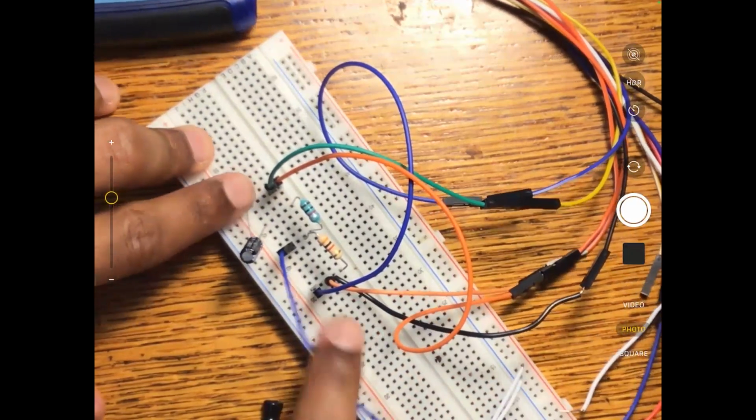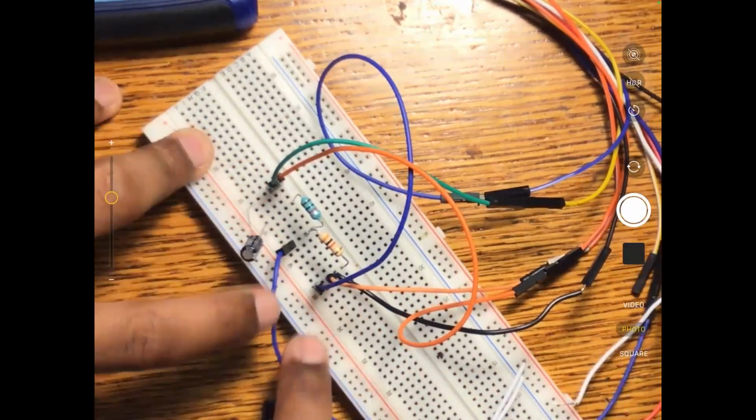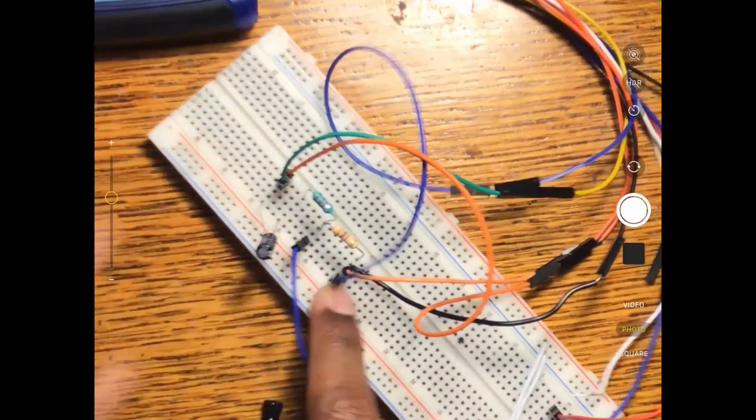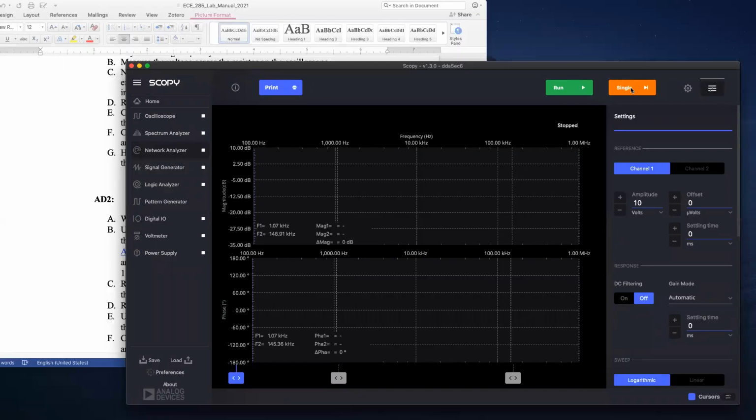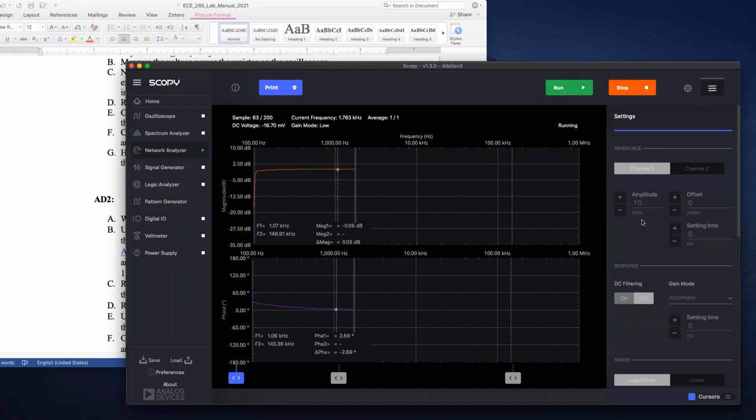So channel 1 is measuring across that input. Channel 2 is measuring across just that resistor, because that's what we need. So I'll switch over to here, and then go ahead and click single. We need an input of 5 volts. So I have set the amplitude as 10 volts, which is 10 volts peak to peak. So it will be 5 volts peak. So give it a moment to gather the data.